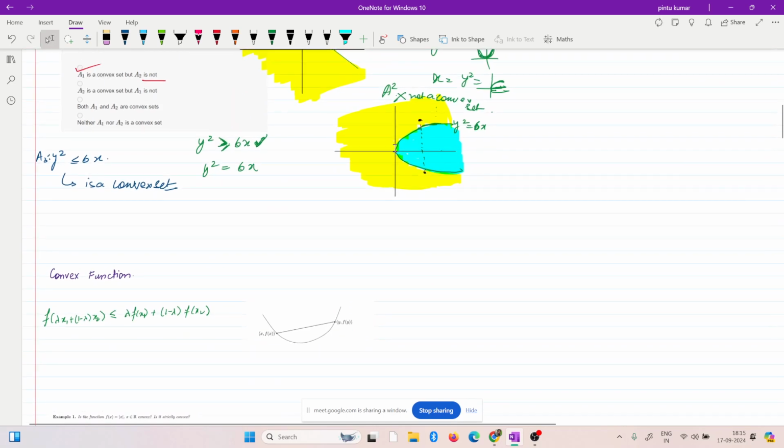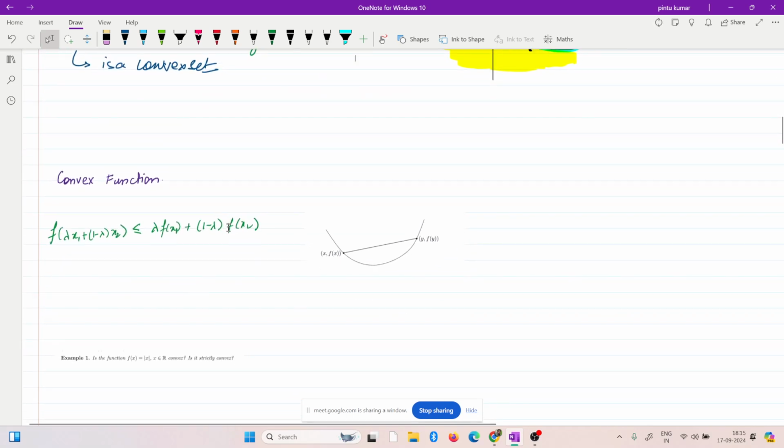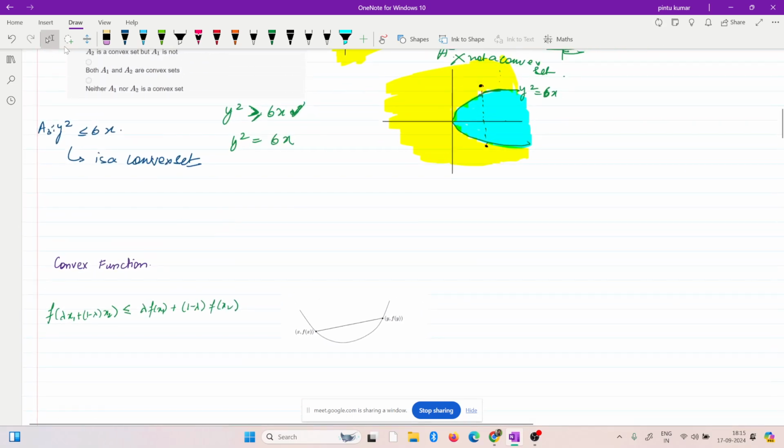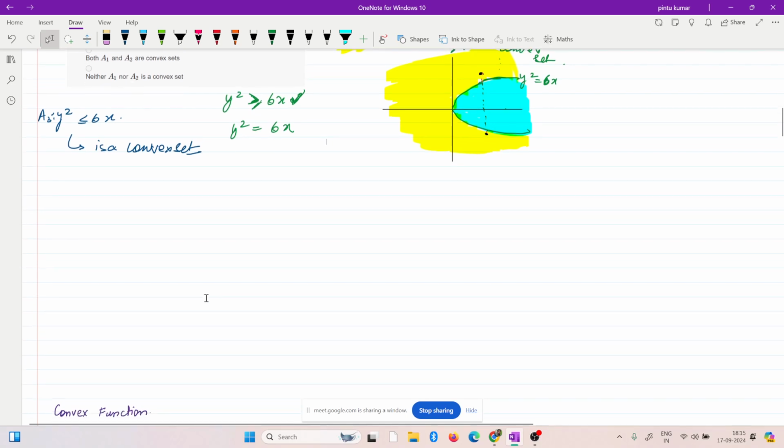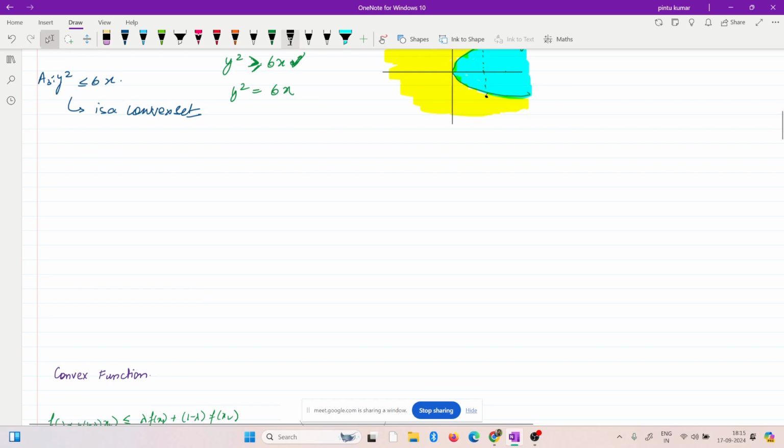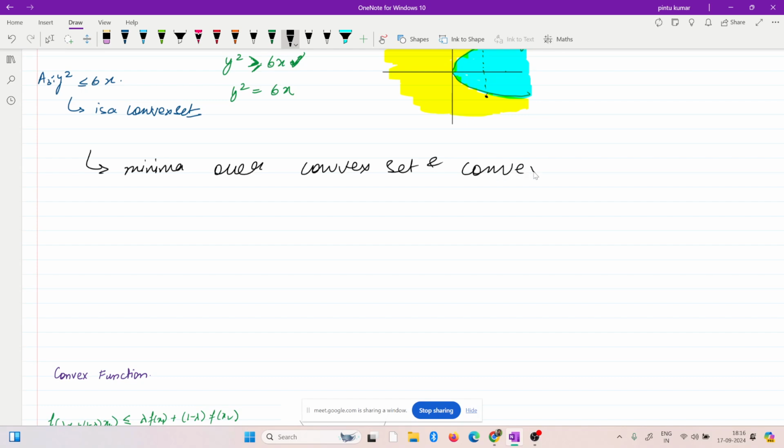So this was about convex set. Now let's move on to something called convex functions. Okay. So one important thing is like why is convex set studied in sense of optimization? So the reason is when you find minima over convex sets and convex function, or you try to optimize a function over convex set and convex function, then there are many great techniques.